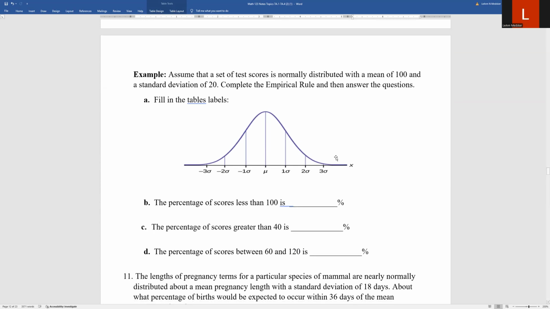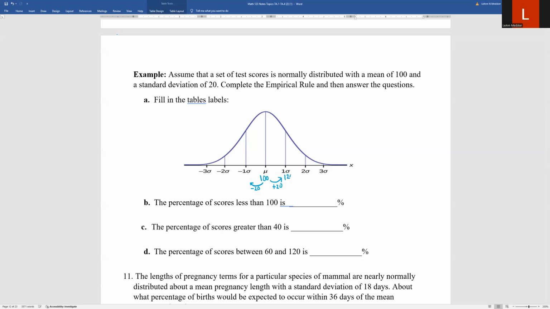So assume that a test is normal. That means we can use the bell curve or the normal curve, whichever way you want to call it. And it has a mean of 100. So we're putting that mean in the middle, right here. The standard deviation is 20. So when we go this direction, we're going to be adding 20. When we go this direction, we're going to be going to the lesser side of the 100, so we're going to be subtracting 20. Okay, this is how we spread it out.